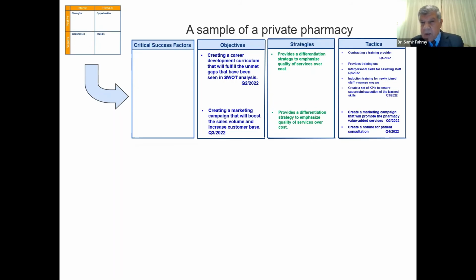And the second issue, provides training on the unmet gaps, interpersonal skills for assisting staff. And here we have to mention for whom, for assisting staff, who will do it, the training provider, when will it be, Q3 2022. So all the dimensions of the tactics are there.